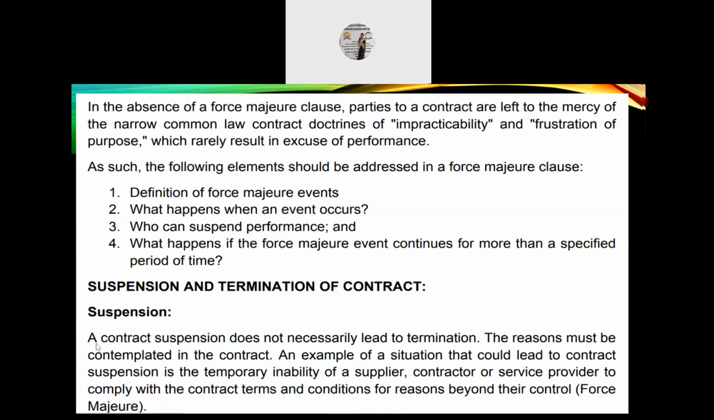Suspension. A contract suspension does not necessarily lead to termination. The reasons may be contemplated in the contract. An example of a situation that could lead to contract suspension is the temporary inability of a supplier, contractor, or service provider to comply with the contract terms and conditions for reasons beyond their control, which is force majeure.